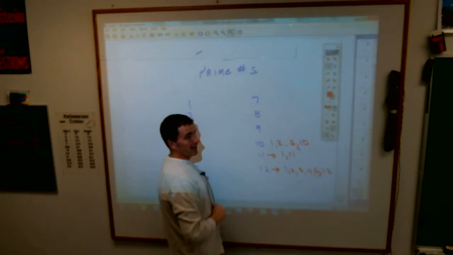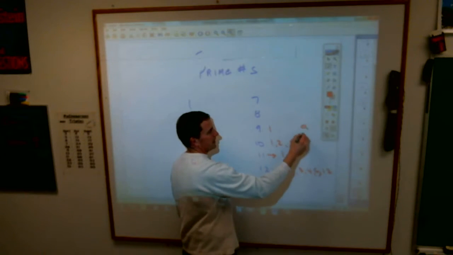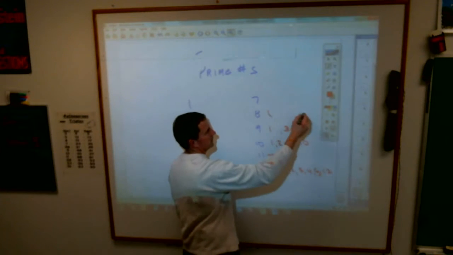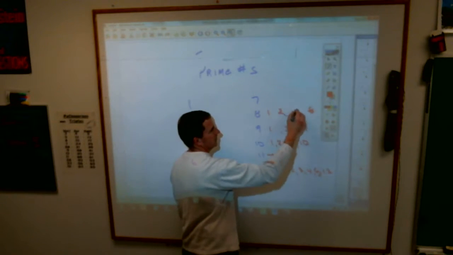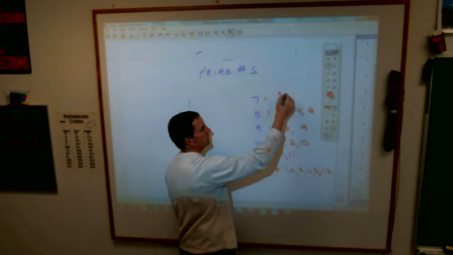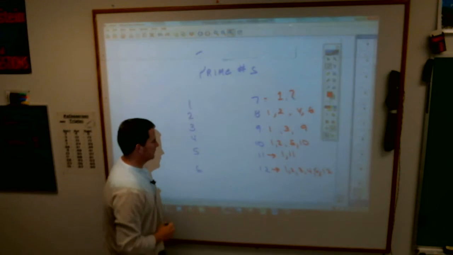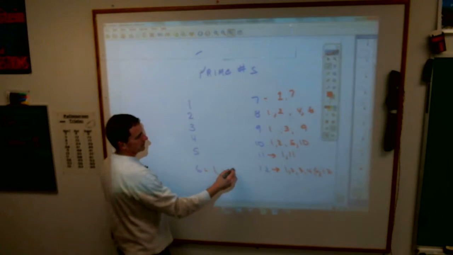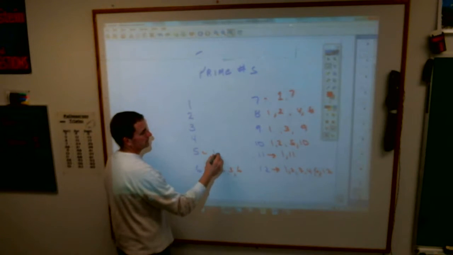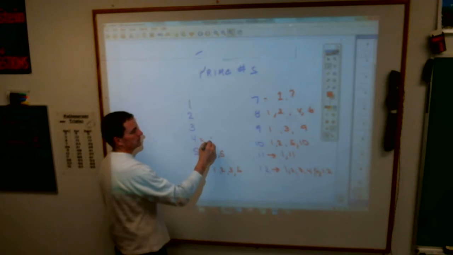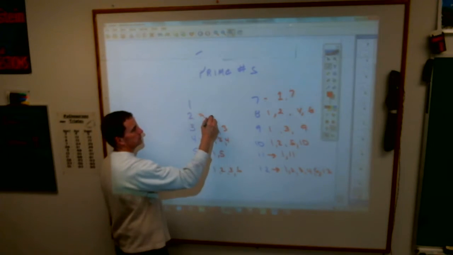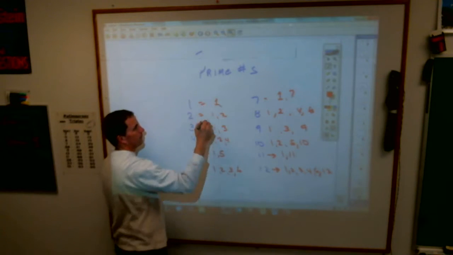What times what gives you 9? 1 times 9 and just a 3. What times what gives you 8? 1 and 8, 2 and 4. What times what gives you 7? 1 and 7. What times what gives you 6? 1 and 6, 2 and 3. And 5 is 1 and 5. 4 is 1, 2 and 4. Then 3, 2, 1.